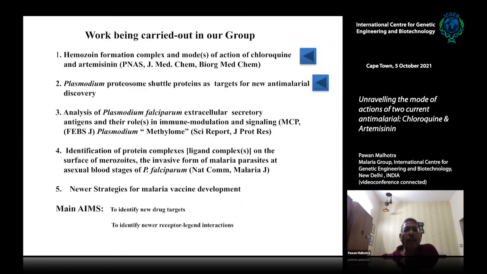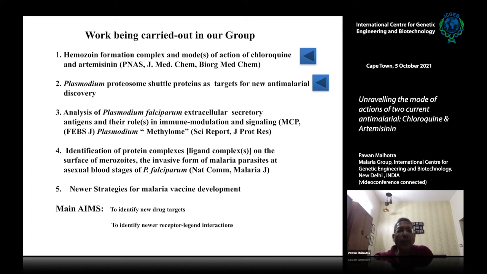So my group, for the last 20 years, as Frank mentioned, has been working on a number of different aspects to understand parasite biology. Today, I will be presenting the first two experiments that are presented in this talk. One is how the parasite uses hemoglobin and forms hemozoin. These are very essential processes in the parasite life cycle. If we try to block hemozoin formation, the parasite doesn't survive.